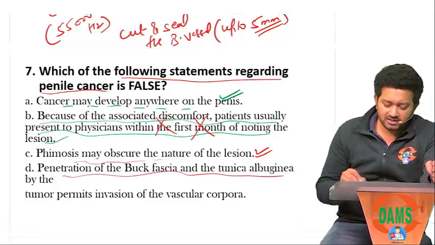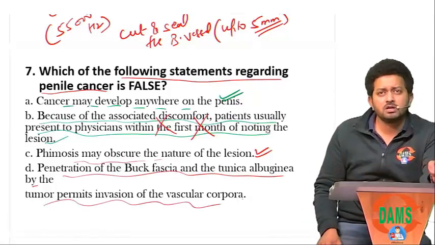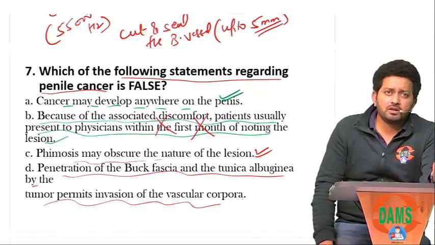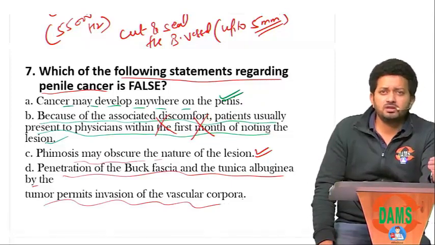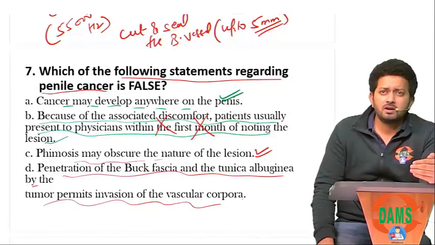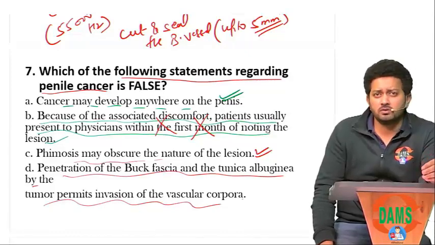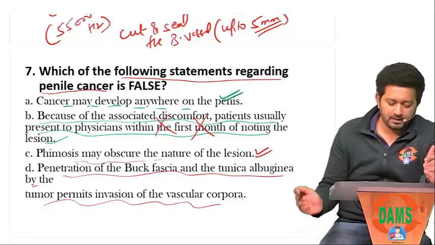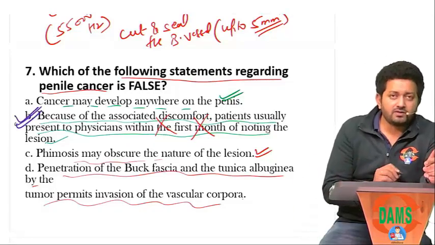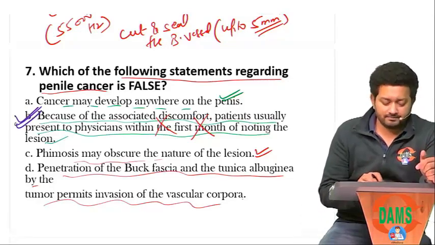Penetration of Buck fascia and tunica albuginea by the tumor permits invasion of the vascular corpora. So corporal invasion usually occurs late. In the initial period, Buck fascia and the tunica albuginea give some resistance to the spread of tumor cells, but ultimately it will go into the tunica albuginea. That lesion is usually considered T2. If it has not gone, then it will be T1. So all these statements are true except B: the patient does not come early.